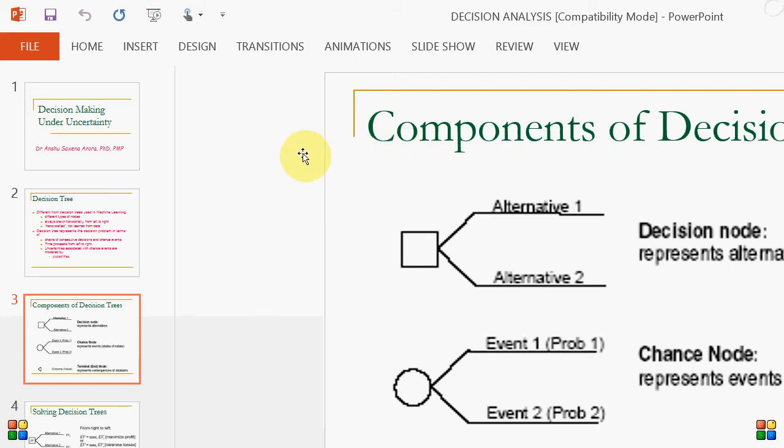There's a square, which is basically a decision node. So if there's a decision like whether you want to attend the class or watch a movie, you can't be at the two places at the same time. So you have to make a decision and be at one place. That's where you'll have a decision node, or a square.